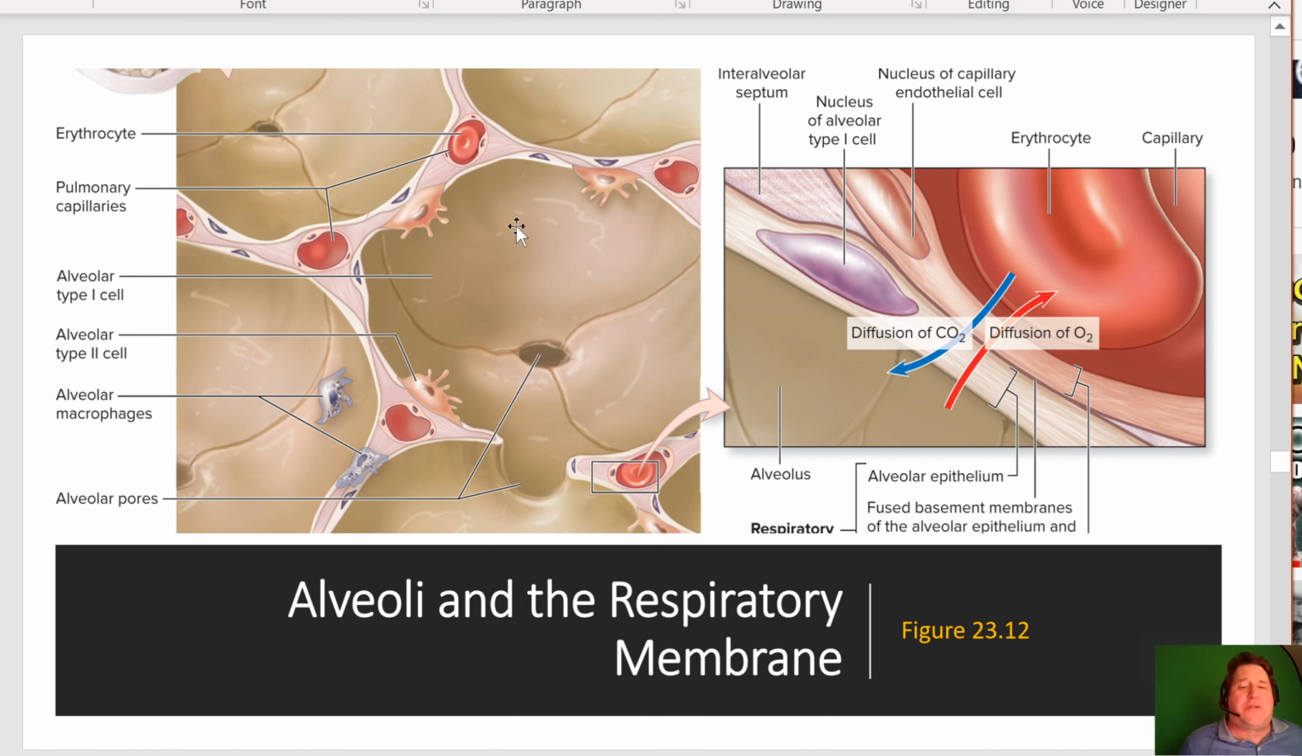So looking a little bit more closely at these alveoli, you can see that there's different types of cells in here. There's type 1 cells, type 2 cells, and there are macrophages, okay? Type 1 cells make up the lining. Type 2 make up the surfactant. There's a special thing called surfactant, and it's a special substance that keeps the surface tension low.